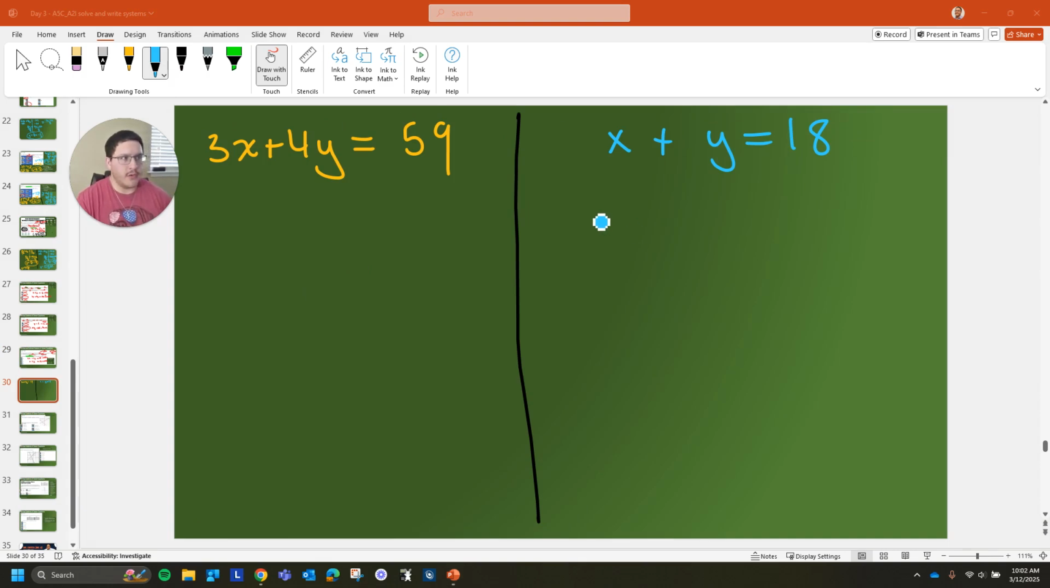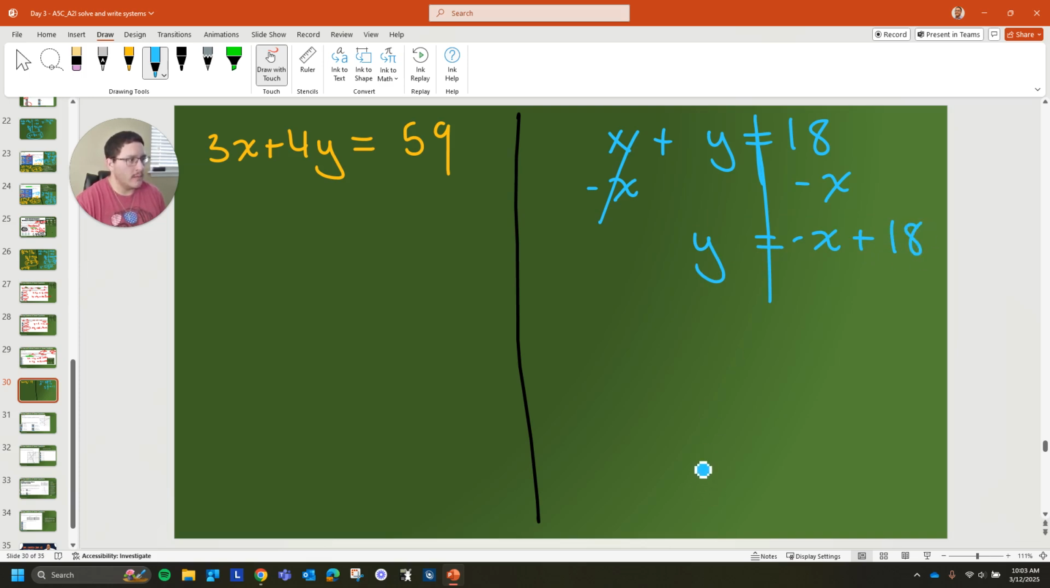Okay, so I've put the 2 equations on a different slide, and we're just going to work through them and try to get the y by itself. I'm going to start with the second one, actually, because it's very easy. To get the y by itself, subtract the x to the other side, and we get y equals negative x plus 18, or y equals 18 minus x. Same exact thing, doesn't matter. I just tend to like the slope intercept form more because it tells me more information.